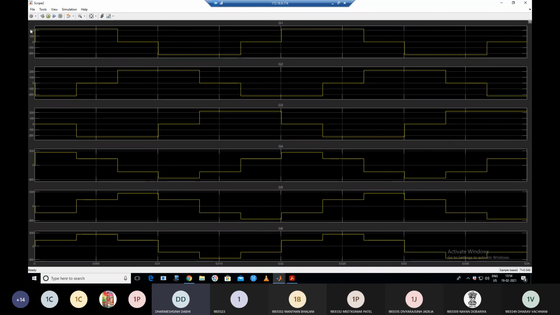So now you can see this waveform. What is our Vs here? 450. So what is Vs by 2? 225. Yes or no? Yes, sir.